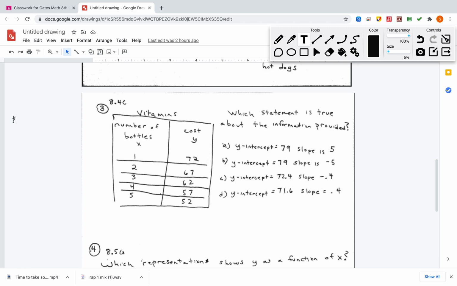So I know the form needs to be y equals mx plus b, with m standing for the slope, b standing for the y-intercept. So the first way I'm going to find slope is by doing y2 minus y1 over x2 minus x1. And if we forget that, it's going to be in our reference sheet.